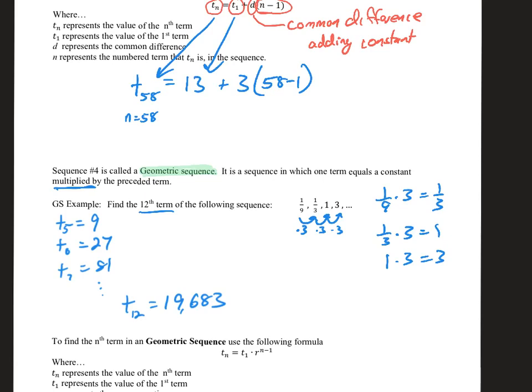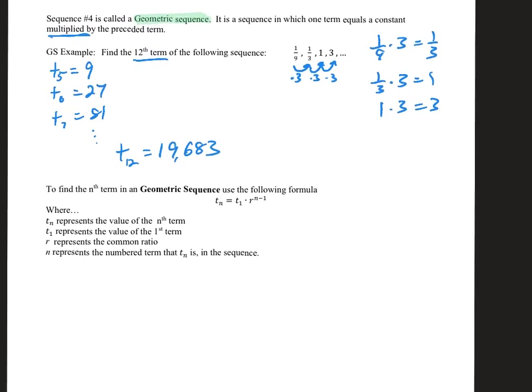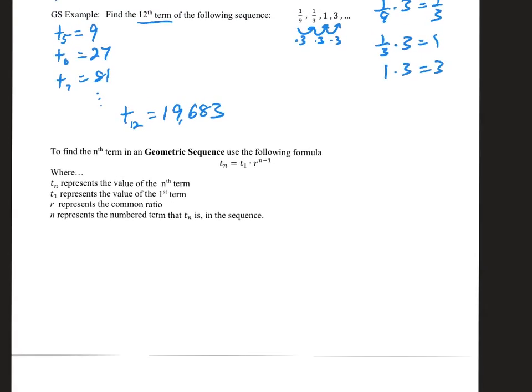Now, is there a formula for this? Of course there is. And here it is right here on the bottom of the page. It has a similar feel to the arithmetic formula because some things pop up that are the same. For example, Tn, the nth term. T1, we always start with the first term. Here's the difference, though. In a geometric sequence, we use the letter R, and we call that the common ratio. In other words, it's what you're multiplying by.